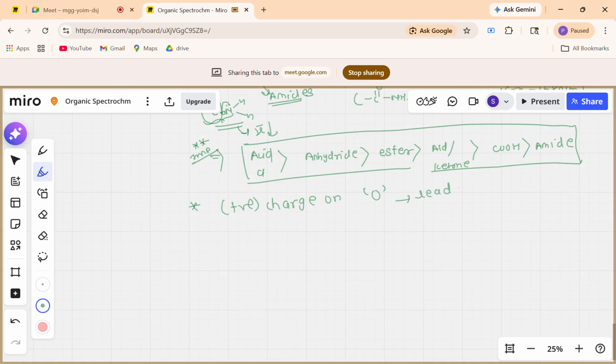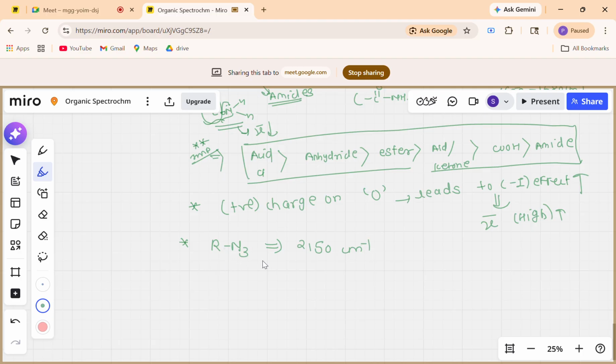Okay, and yeah, as we discussed here, just one more point: the positive charge on oxygen can lead to the minus I effect, inductive effect, an increase in inductive effect, and hence its stretching frequency value will be high. So also remember, in a carbonyl group if there is a positive charge coming on your oxygen, which means the inductive effect of oxygen will increase, right? And hence the stretching frequency value will also be high.